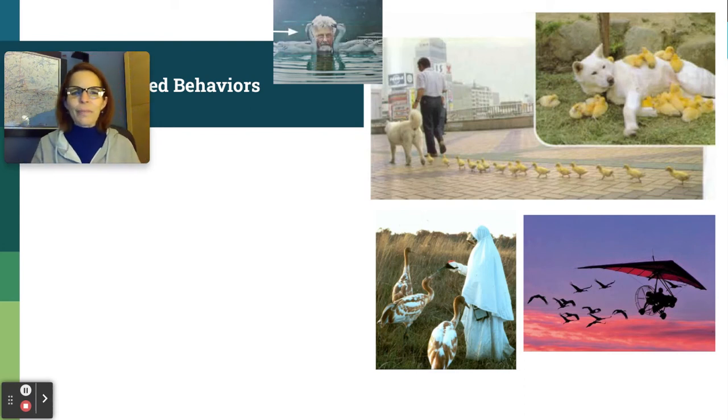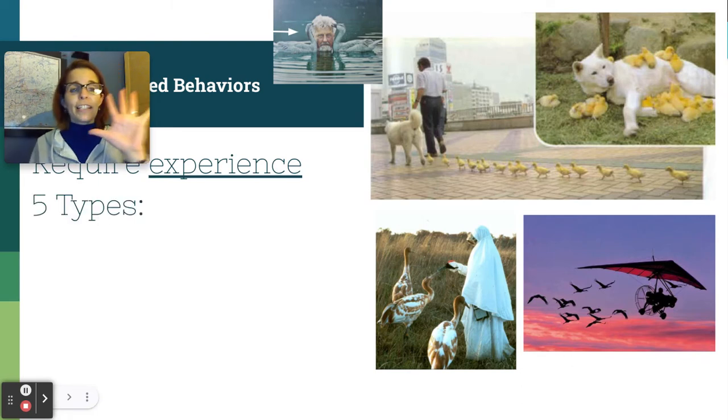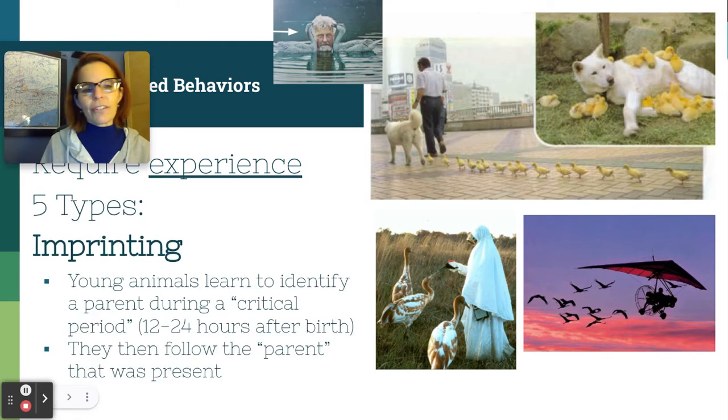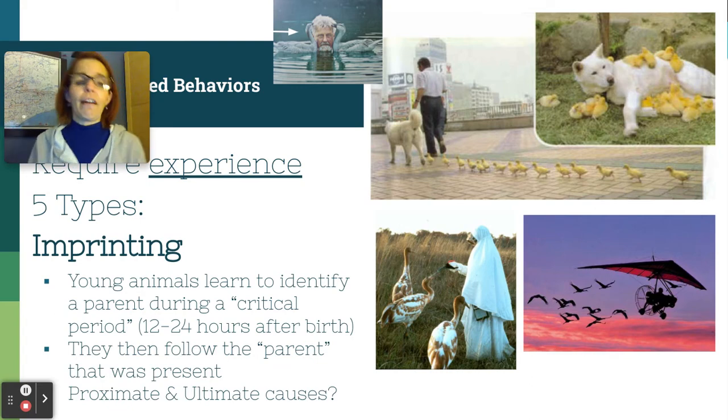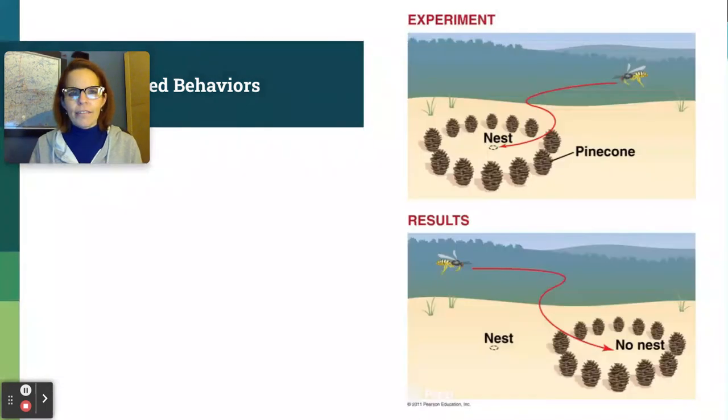All right, we were talking about learned behaviors, and we were talking about imprinting. And I said that there's five types of learned behaviors, and imprinting was the first of the five types. So now I'm going to continue with part two here.